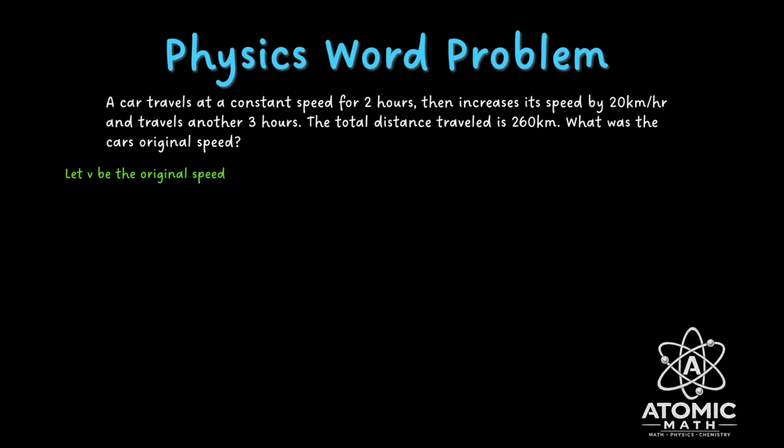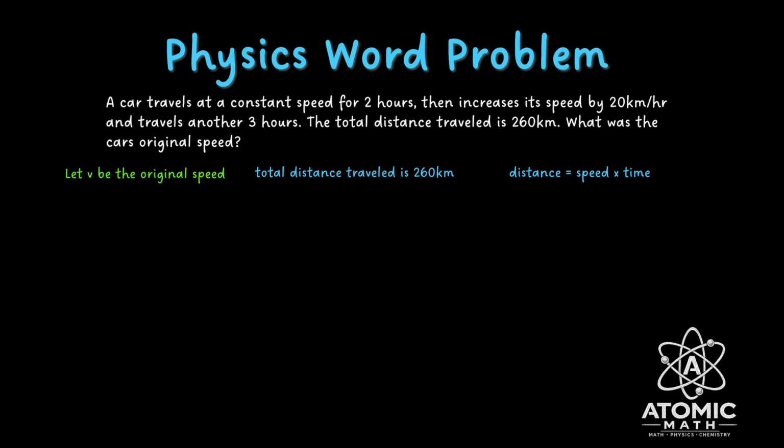We know that the total distance traveled was 260. And we also know, just by common sense, don't even have to think about it as a formula, that the distance traveled would be the speed and then how long we traveled. So speed times time. So we have these three things to start with.